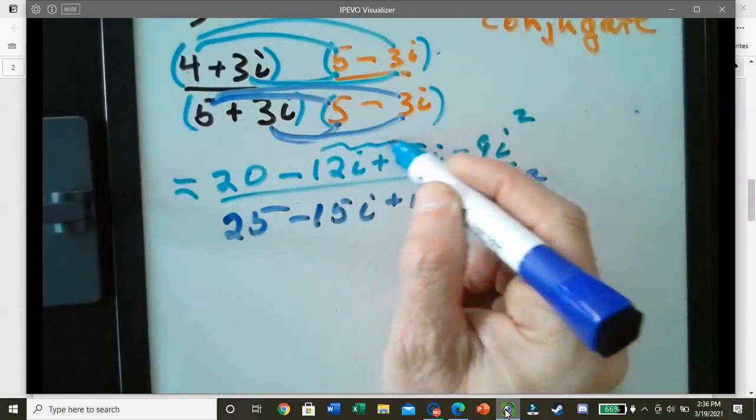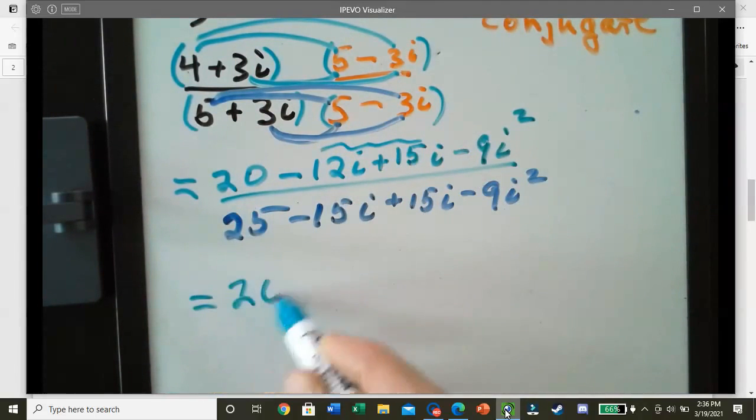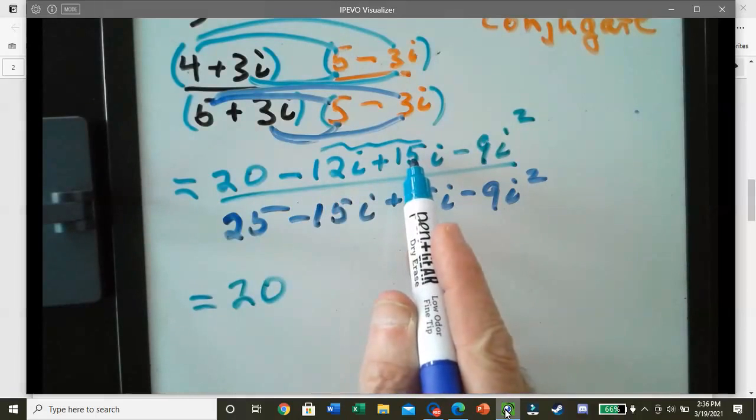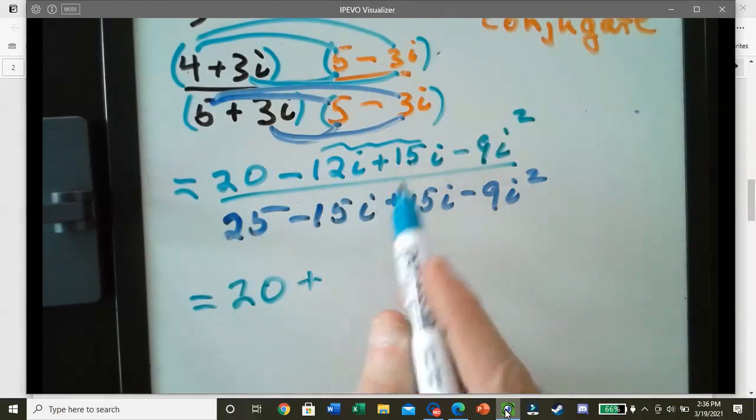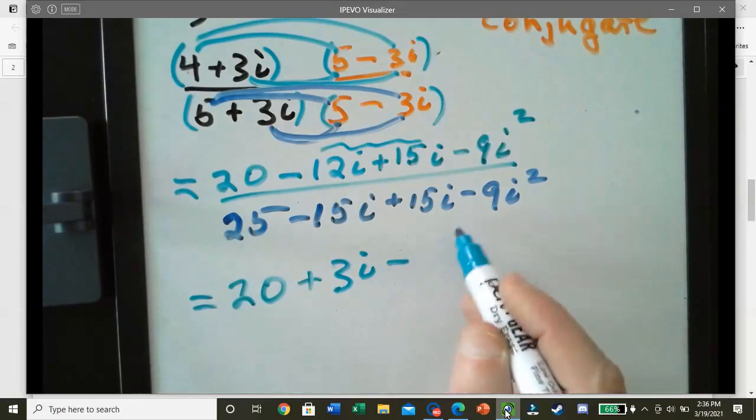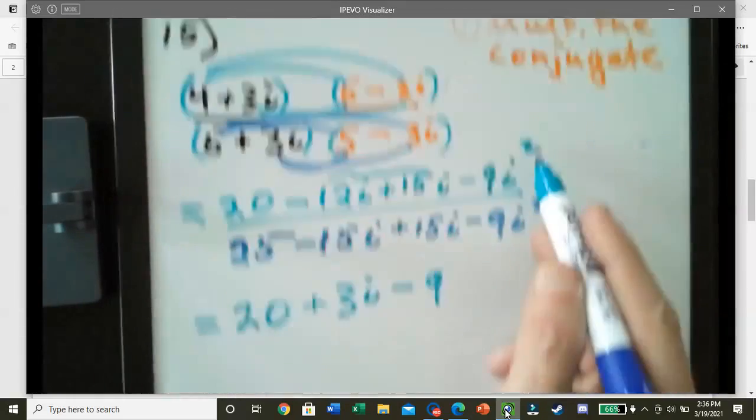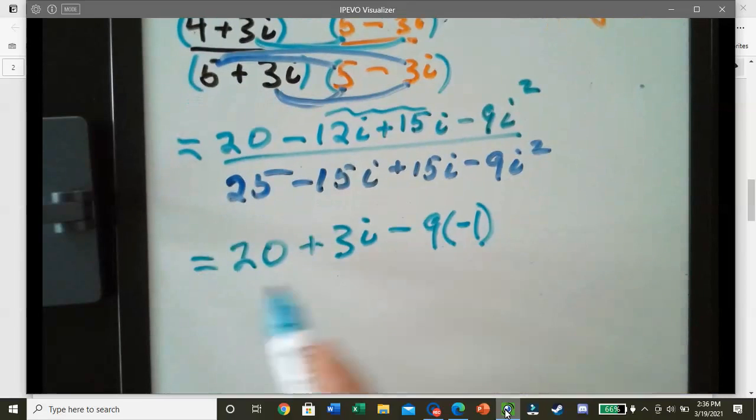We can combine the i's, right, in the numerator. So that's 20. You got a negative 12i and a positive 15i. That'll give us a positive what? 3i, right, because you're subtracting. Minus 9, and what happens to that i squared? Changes to a negative 1, right? Questions so far?